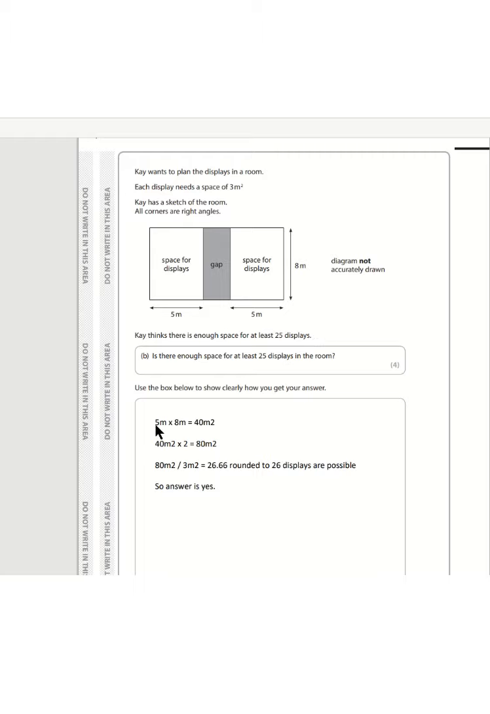Is there? So you're going to basically work out firstly the area of these parts, 5 times 8. Then add the two areas together. Then divide that by 3 meters squared. So you're finding out how many 3 meters squared there are in 80. 26.66. So the answer is going to be yes, but you do need to round the 26.66 down to 26, because you can't have 0.66 of a display. They need to be whole displays.